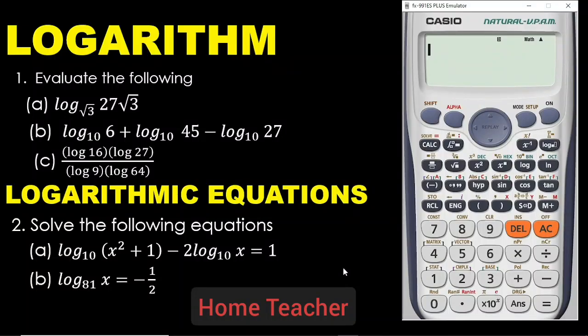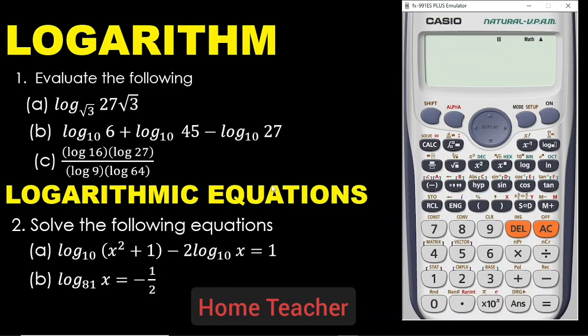You are here on this platform where we try to use the calculator to make mathematics easy, especially in the examination room. So how do we use the calculator to solve logarithm? It's quite simple. Here you don't need any special function. The first part: evaluate the following. That is log 27 root 3 base root 2.